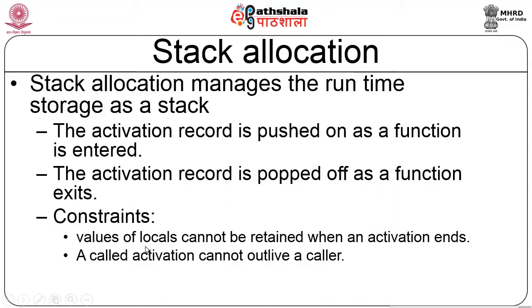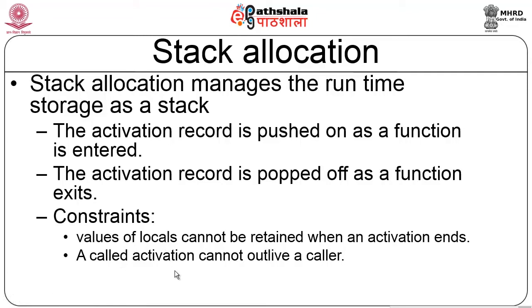So the constraints here are that values of locals cannot be retained when an activation ends. This is called a dangling problem, where you might be referring to a location in the caller where the callee would have already terminated. Once the callee is terminated, the caller cannot access the location of the callee's information. That can happen with reference to stack allocation, and typically a called activation cannot outlive a caller. So the callee has to die before the caller dies.